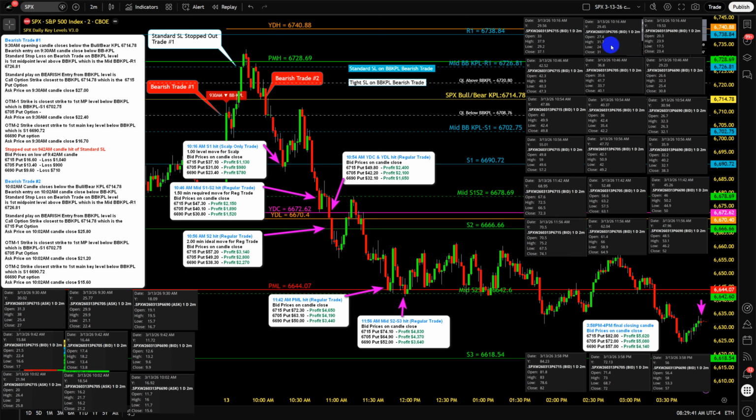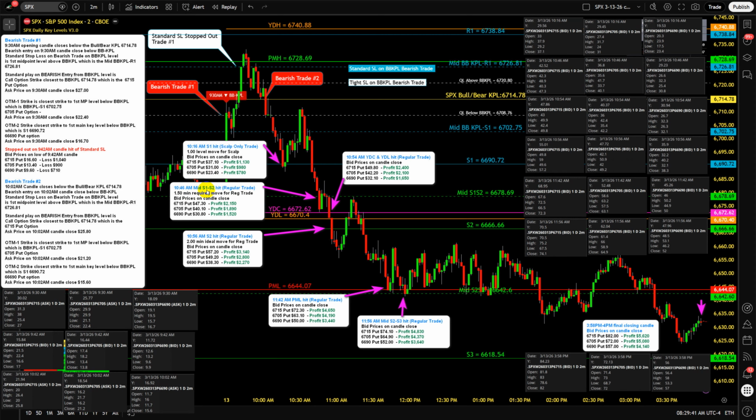On the 67.05, the bid is 31. That's a profit of $980. On the furthest out of the money, 66.90, the bid on the candle close $23.40. That's a profit of $780.